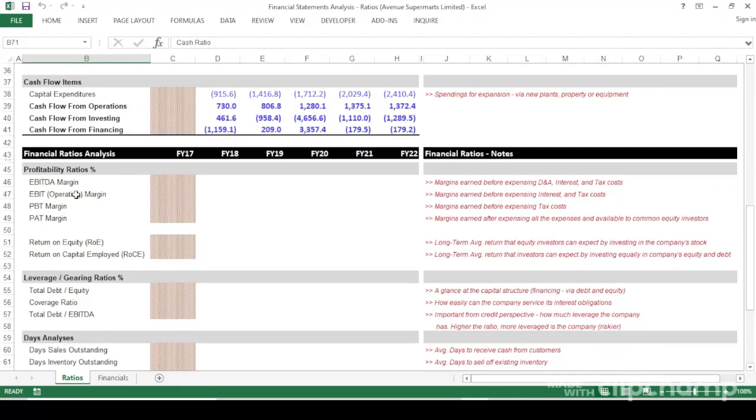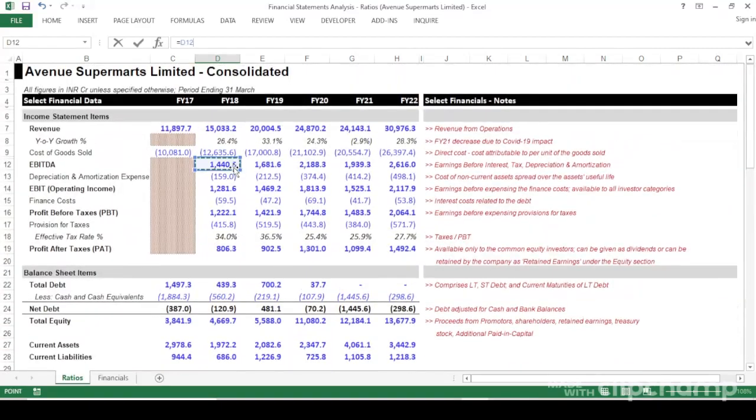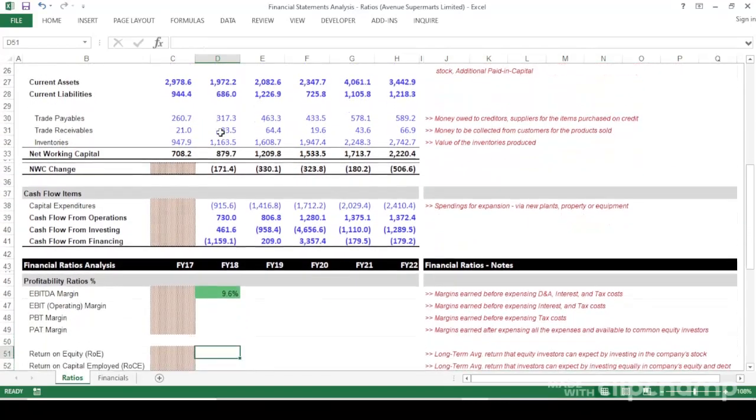I'll start with the EBITDA margin. So start with an equal sign here, and I'll divide the EBITDA by the revenue from operations. So this is giving me 9.6%. So EBITDA margin basically tells me what is the EBITDA that is generated as a percentage of the revenue. So after generating that revenue, after expensing the expenses pertaining to the cost of goods sold and other indirect expenses, how much have I generated in the earnings?